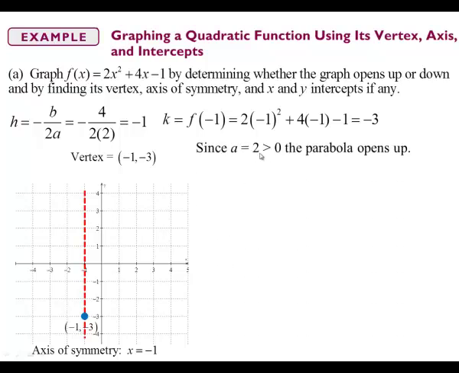Since a is greater than 0, the parabola opens up. Our y-intercept, we said we substitute 0 in for x, and we get -1. So we know we're going to get some x values through here, so it's going to come up like this, but it's going to go in between 0 and 1.